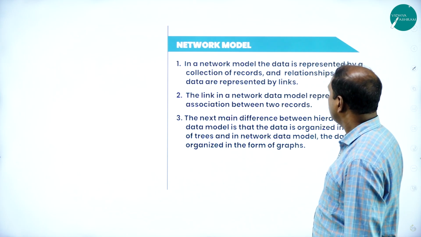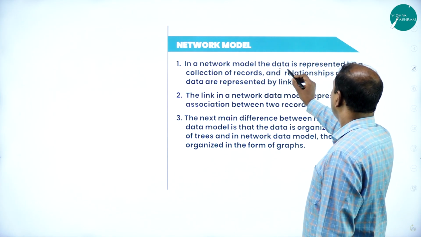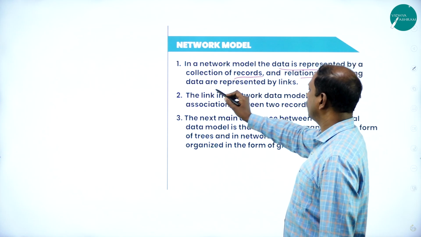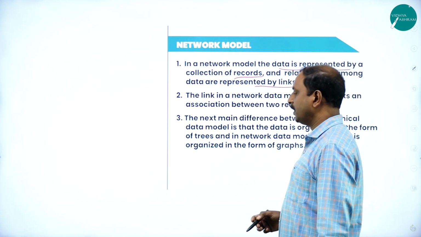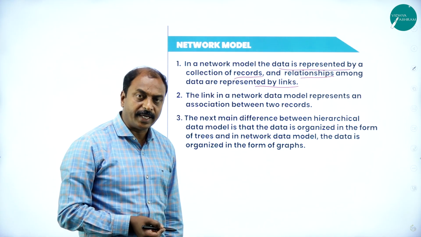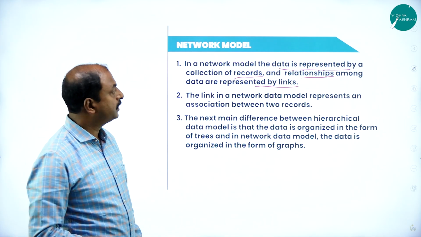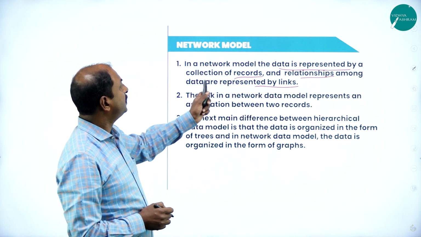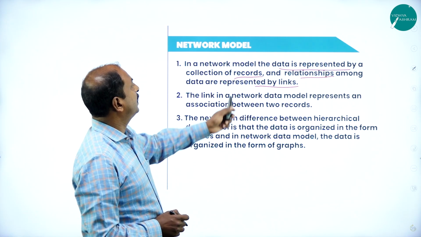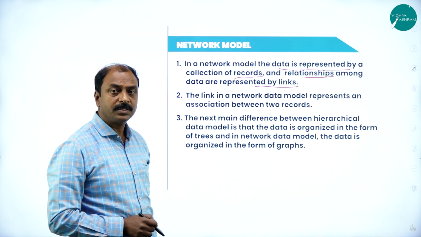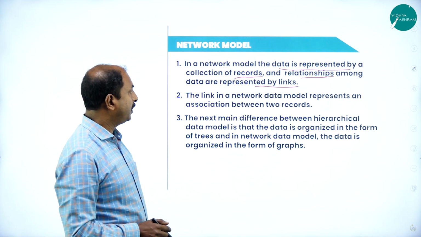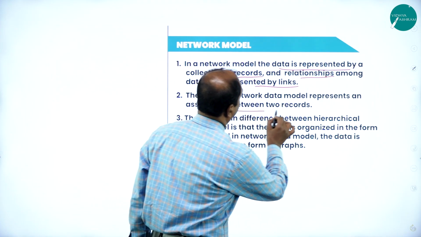So what is a network model? In a network model, the data is represented by a collection of records and relationships among the data represented by a link. Here, what is the relation? Another name of a table is called relation, and we are going to connect different records or different tables through logical links. So this is in network model. Here, data represented by a collection of records, and the relationship among different records is also possible through these links. And the link in a network data model represent an association between two records.